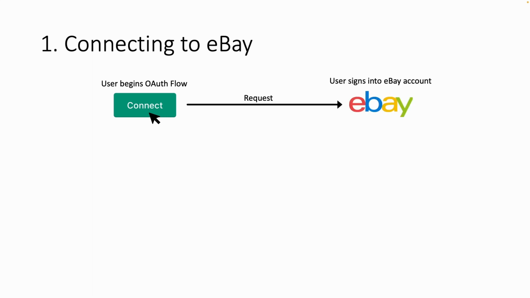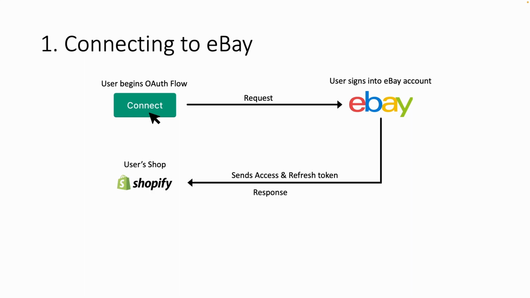So feature number 1, connecting to eBay. The way this would work is a user clicks connect to start the OAuth flow, which opens up the eBay portal for a user to log in to their eBay account. Once the authentication is complete, eBay responds with the access token, refresh token, and how long the token is valid for. This is where I faced a major issue.